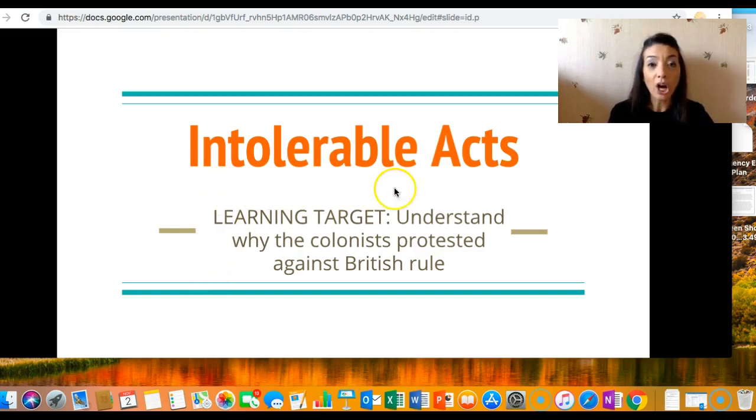Now, the word tolerable, tolerate, means that you can put up with, you are okay with. If it's intolerable, you cannot put up with it. So there are going to be a bunch of decisions and laws that are made for the colonists that were intolerable to them. Okay, so our learning target reads that you will be able to understand why the colonists protested against British rule.